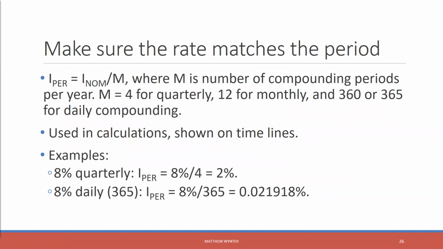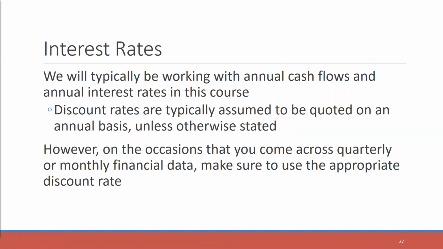We always want to be mindful to make sure that our rates match our periods. So if we have an 8% annual rate and want to put that into quarterly, we divide it by 4. If we have an 8% annual and want to put it to daily, we divide it by 365. You just always want to be mindful that your interest rates are lined up with the period over which they're compounded. We will typically be working with annual cash flows and annual interest rates, but again, you can have discount rates that are quarterly.